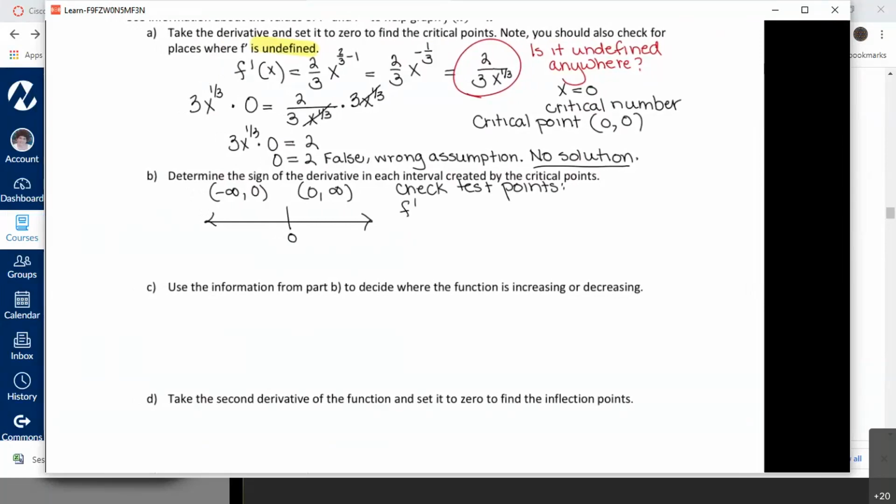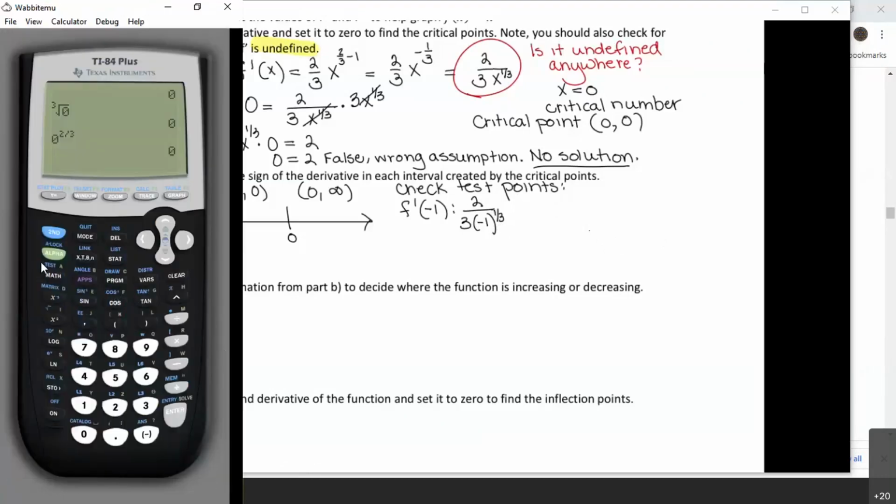Okay, so again, we're going to try to pick things that are simple. So I'm going to evaluate my derivative at -1. Okay, and that's 2 over. And again, you might want to consider, if you're going to be doing it by hand, things where it's easy to take a cube root. Cube root of 1 is 1. Cube root of -1 is -1.